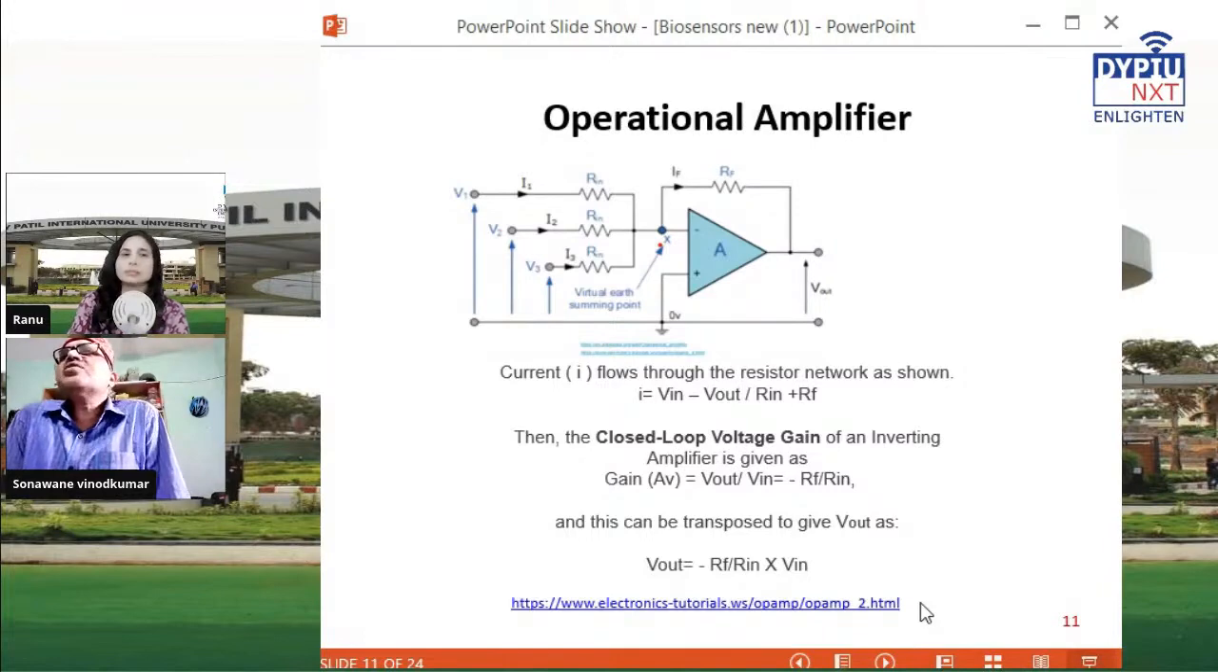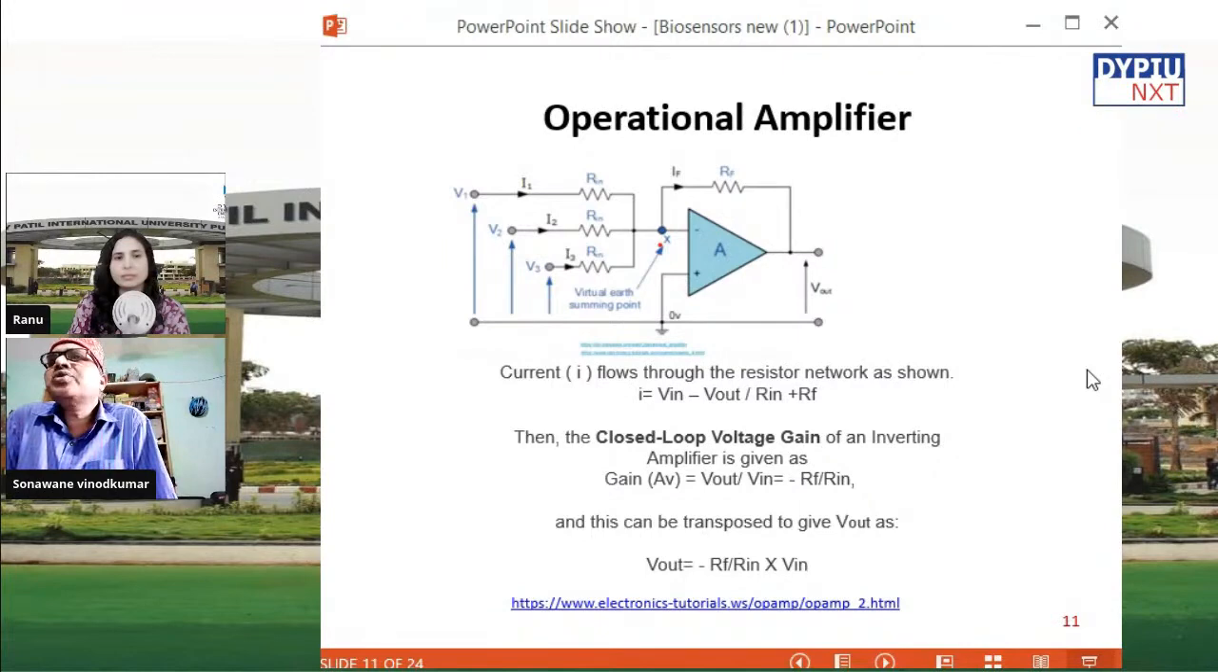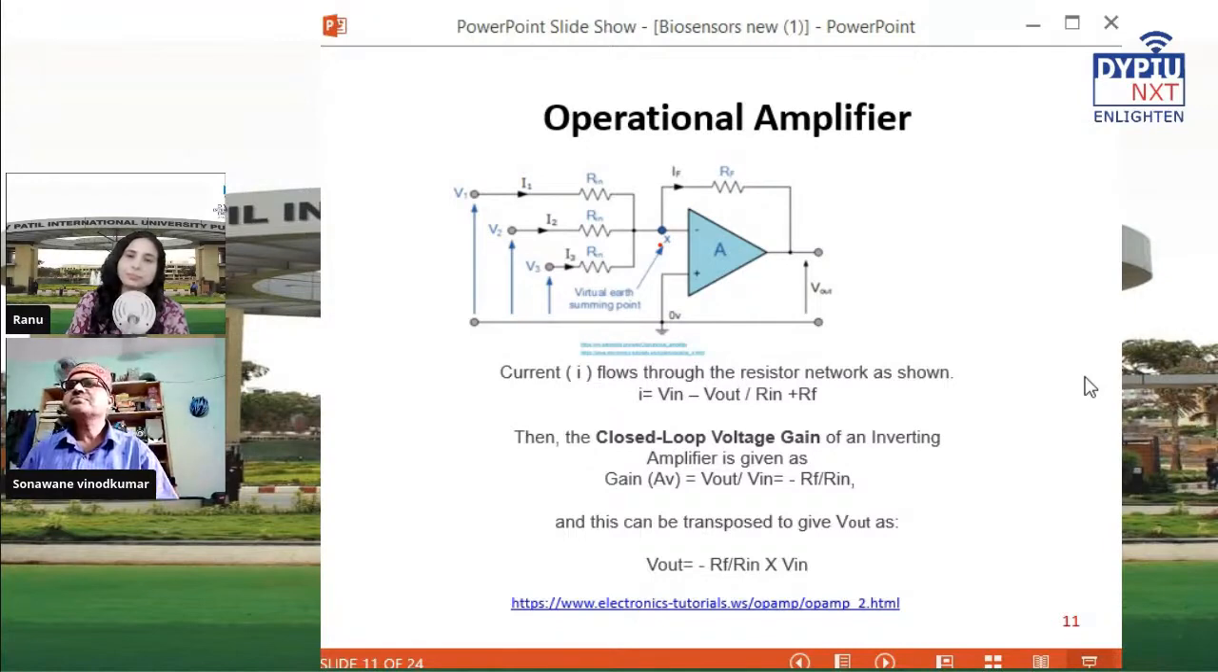The IC 741 is very widely used in electronic devices. There are many operational amplifiers, and a lot can be learned from the Electronics Tutorials site. The operational amplifier has a voltage gain, which depends upon the V reference. V reference is the resistor applied between the output and input of the operational amplifier. Okay, next.